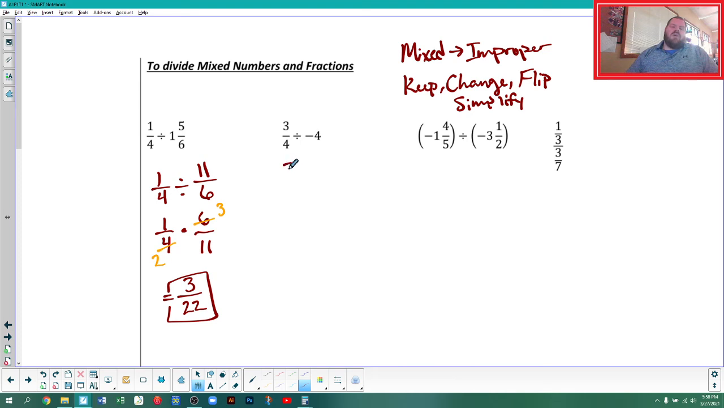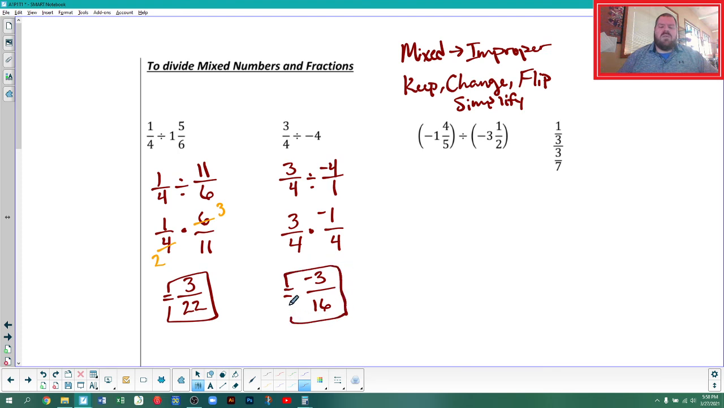Okay, next one I have 3/4 divided by -4/1. Keep the first one, change it to multiplication, and flip the second one. Now, I know flipping that -4 is going to put a negative down here. It doesn't matter, though. I can think of it as part of the numerator. I like thinking about that negative as part of the numerator. 3 times -1 is -3. 4 times 4 is 16. There was no reducing that we got to do early, so there actually isn't any that we get to do late either.